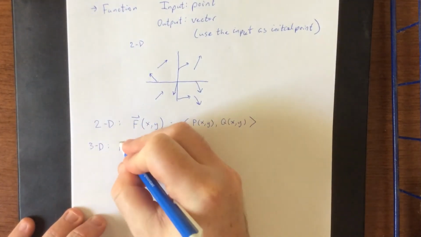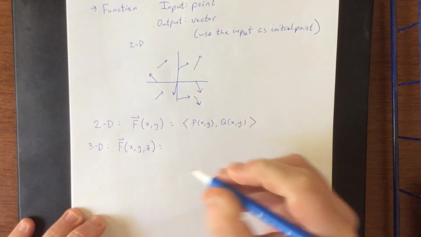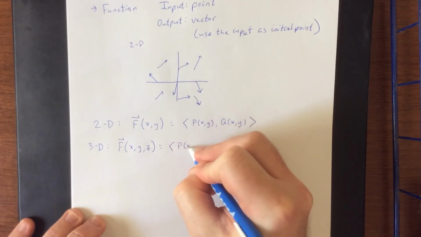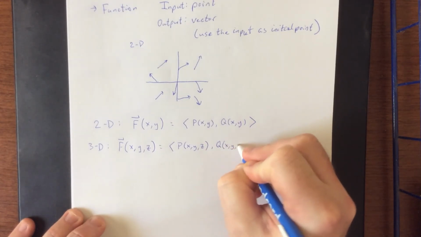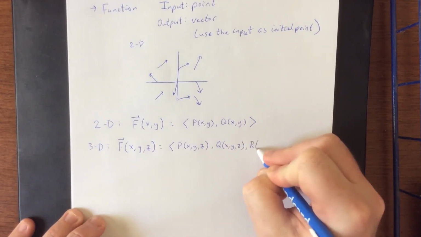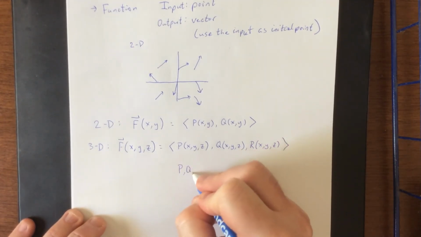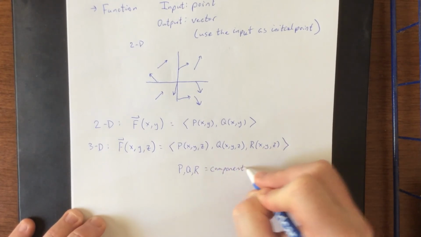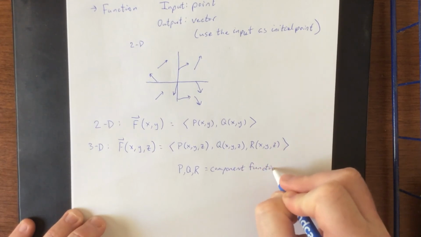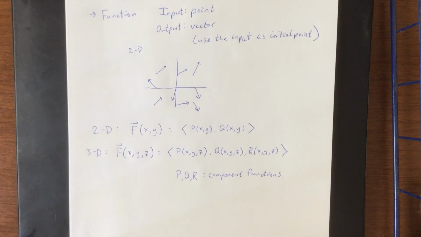In a 3-dimensional sense, the input would now be a point in space, which is why we're going to see F of x, y, z. Additionally, each of your components is going to be a function of all 3 of those variables as well. So in both of these cases, P, Q, and R are known as component functions. So these are just some of the pieces of terminology that we use when defining what a vector field is.